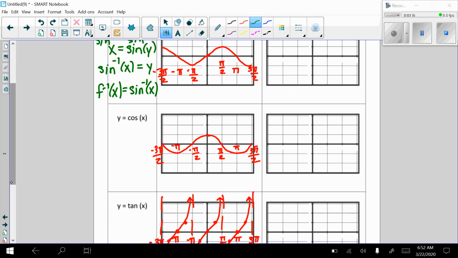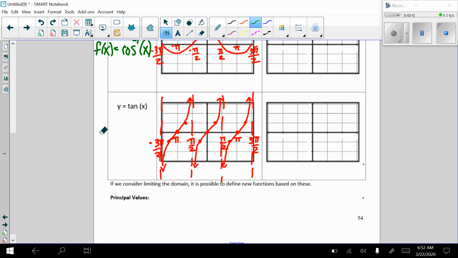If we did the same thing for cosine, it would come out very similar. So we would get, whoops, put that -1 there, inverse cosine of x. And for tangent, same thing. The inverse of tangent is equal to the inverse tan of x. So the question is, what do these graphs look like?